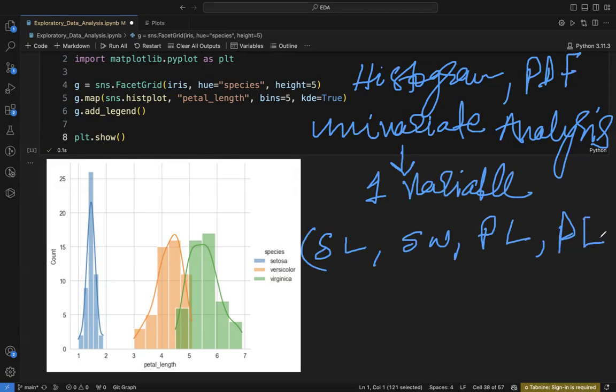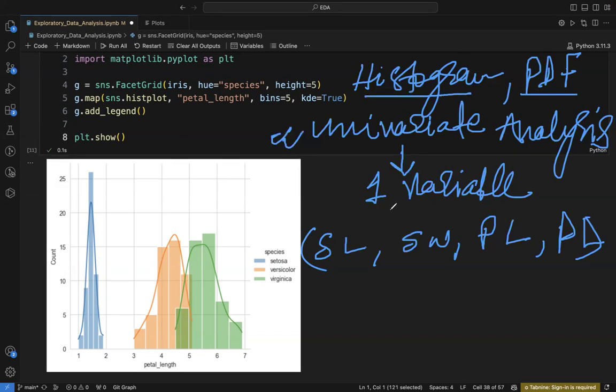Now, I want to understand which of these four variables is more useful in distinguishing my setosa, versicolor, and virginica flowers. We have three flowers. Let's imagine that's a question that I want to answer. And we can answer that question using simple univariate analysis. I will do this using my histogram and probability density function. So let's see how to do it.